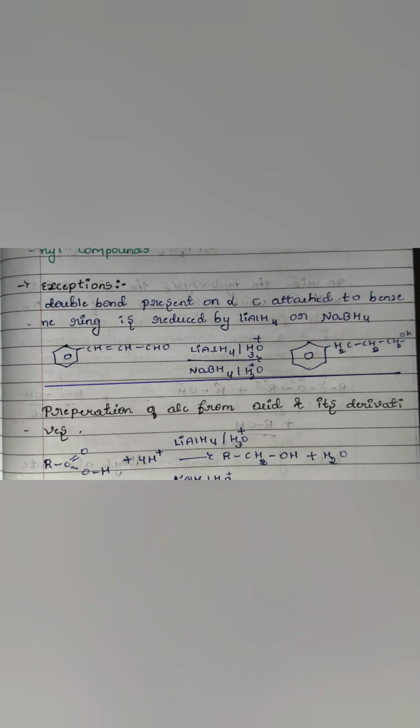Lithium aluminum hydride and sodium borohydride do not reduce double bond and triple bond, but they reduce aldehydes and ketones into alcohols. But hydrogen over platinum reduces both double bond and triple bond along with the carbonyl compounds. In exception cases, a double bond present on the alpha carbon attached to a benzene ring is reduced by lithium aluminum hydride or sodium borohydride.